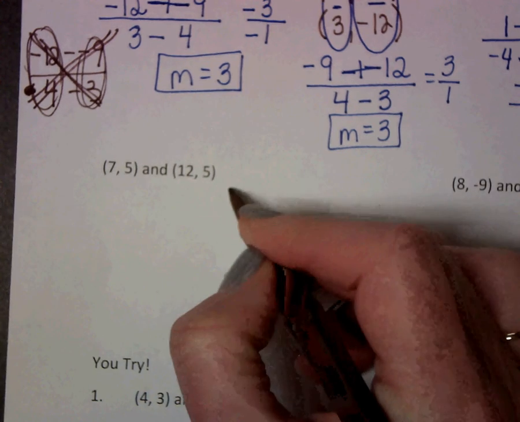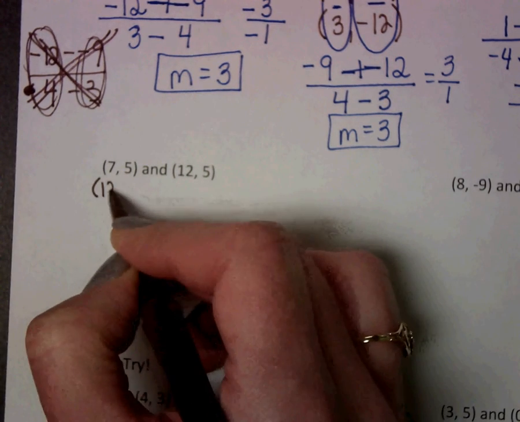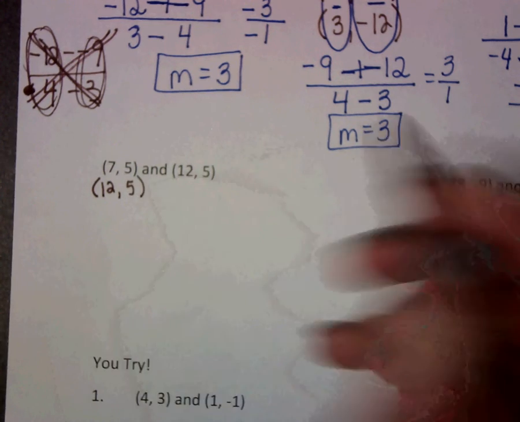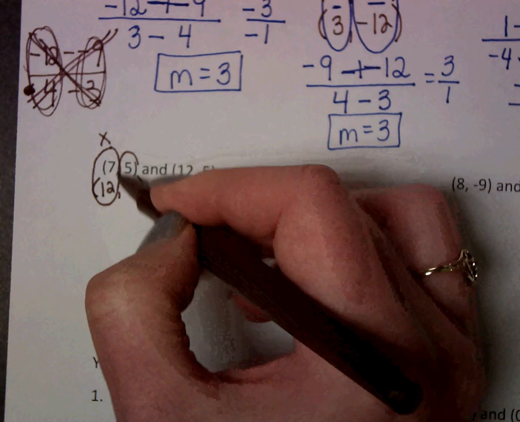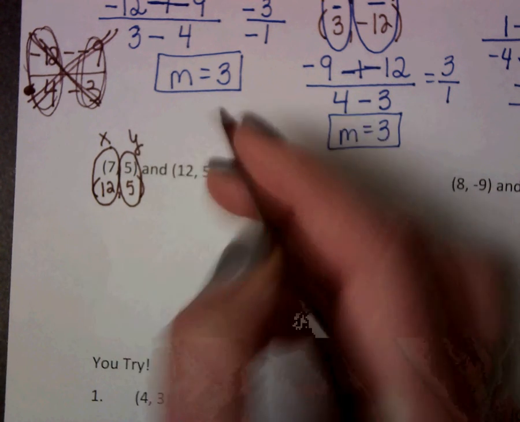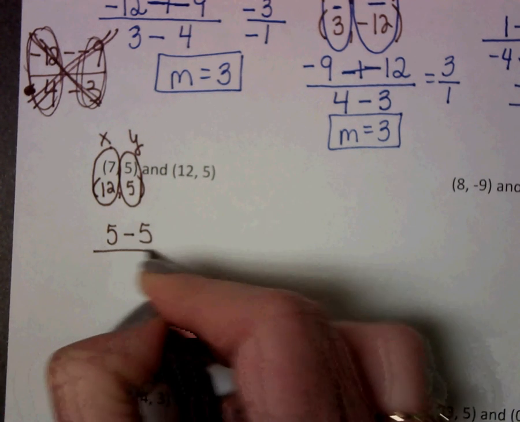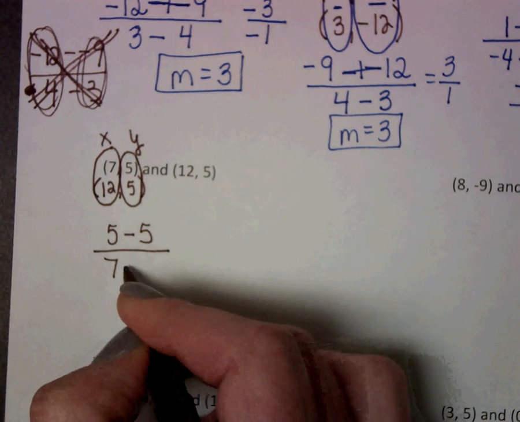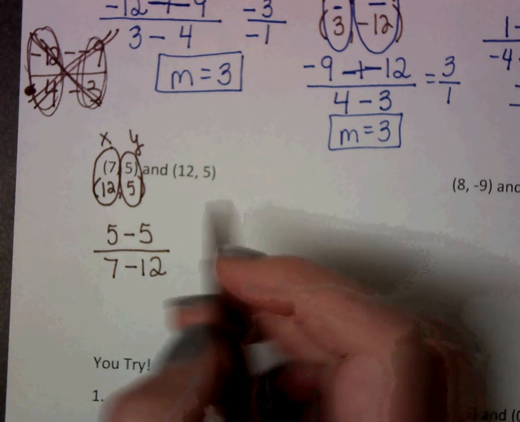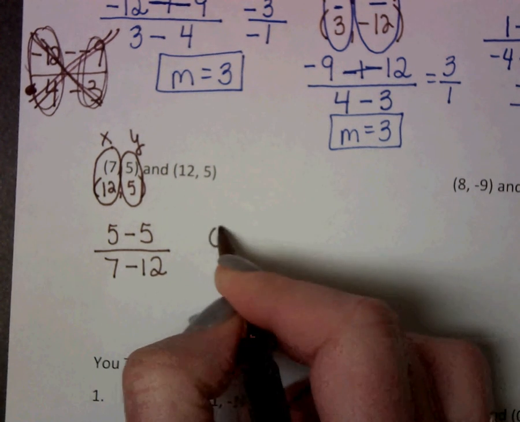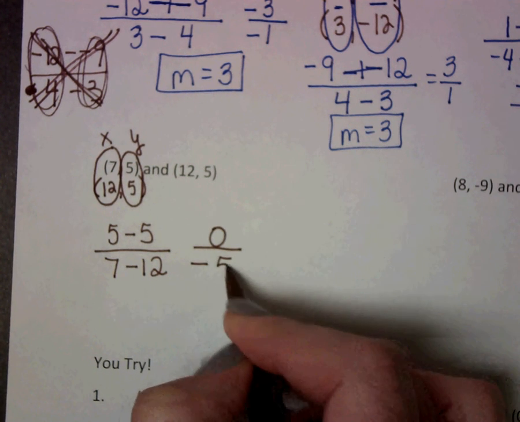Okay, I told you I'd do this one the other way. So you could just even take this and write it right here. So these go together. These are my x's. These go together. These are my y's. So 5 minus 5 over 7 minus 12. 5 minus 5 is 0. 7 minus 12 is negative 5.